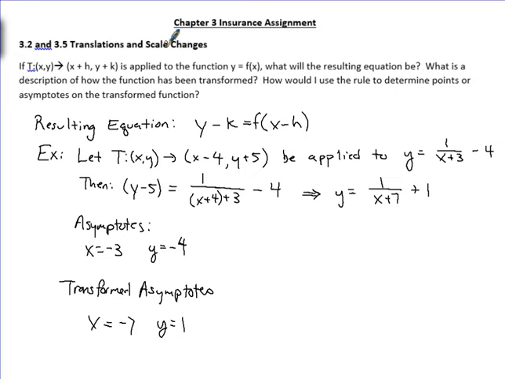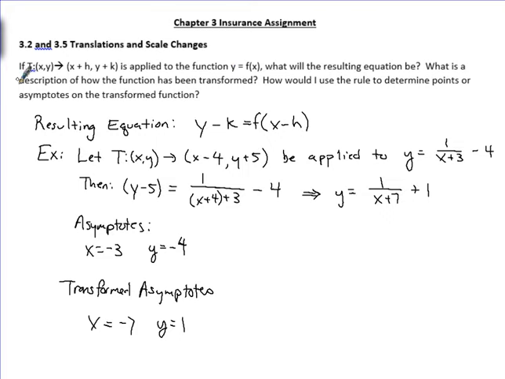Alright, so we're going to start this insurance assignment video. We start with the first question from 3.2 and 3.5, translations and scale changes. So essentially we have t mapping xy to x plus h, y plus k applied to any function y equals f of x. What is the resulting equation?